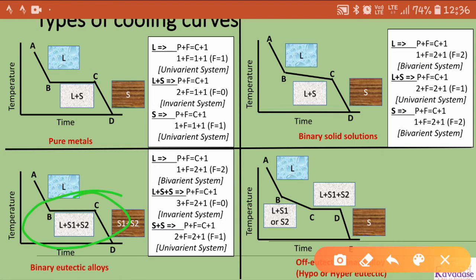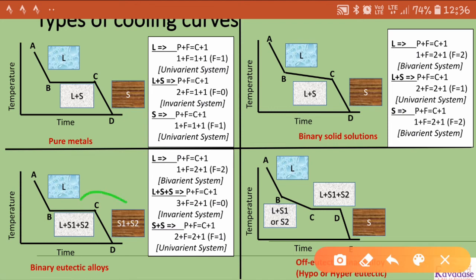So we can separate all these three, hence there are 3 phases and the number of components is 2 because it is the binary system. So binary system means number of components is 2. After substituting the values of P and C, you will get F equal to 0, means invariant system, okay.